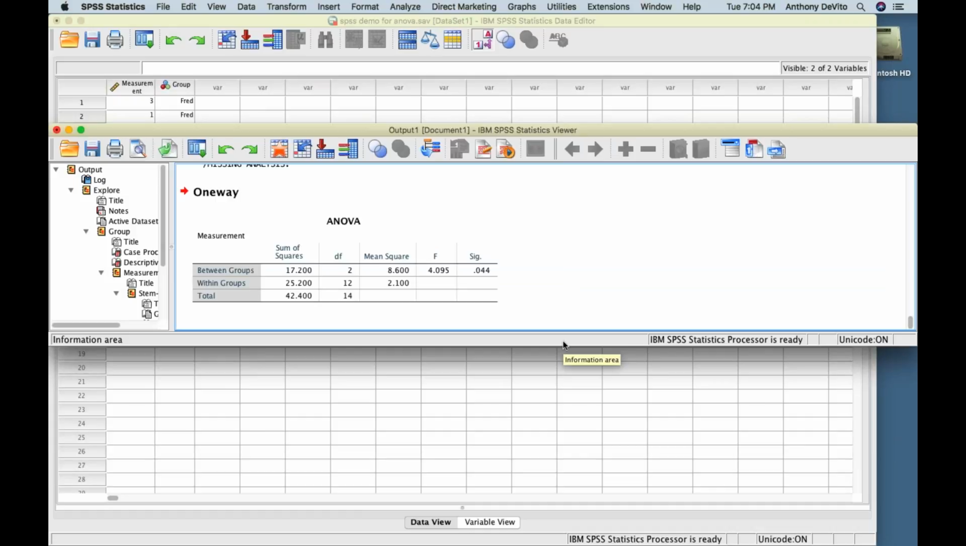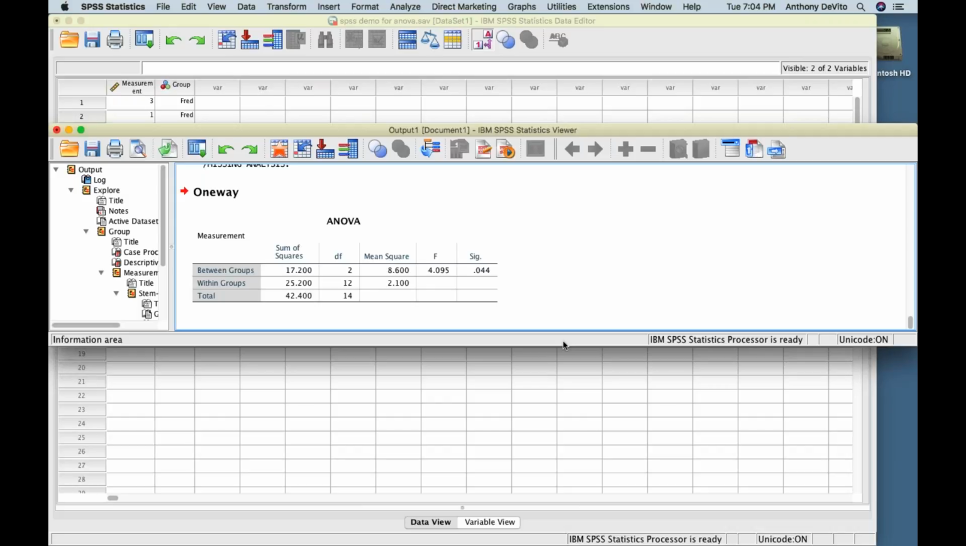Okay, so the sum of squares between the groups, that's the sum of squares of the means, right? For the three means, we found the differences of the means, squared them all, added them all together, and got 17.2. The degrees of freedom is 2. And if we take 17.2 divided by 2, we get the mean sum of squares, which is 8.6. That's where that number came from.